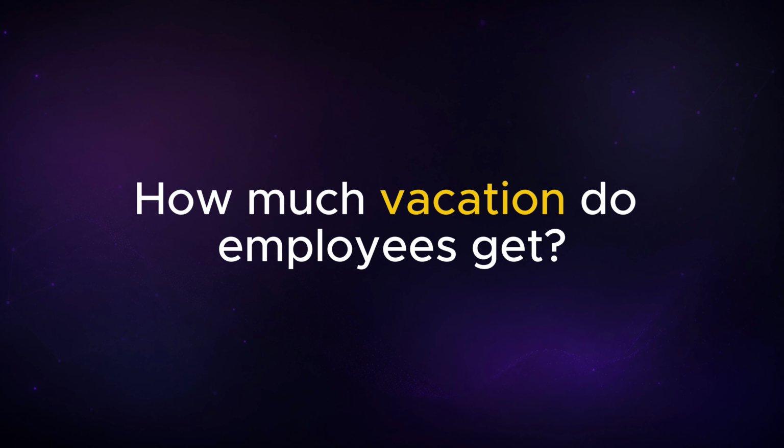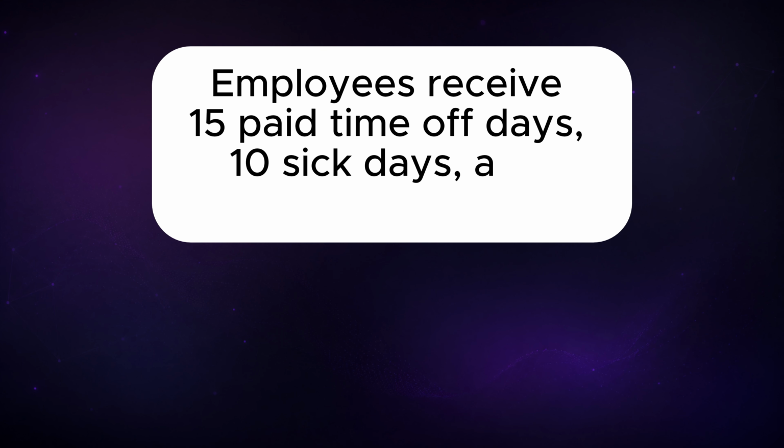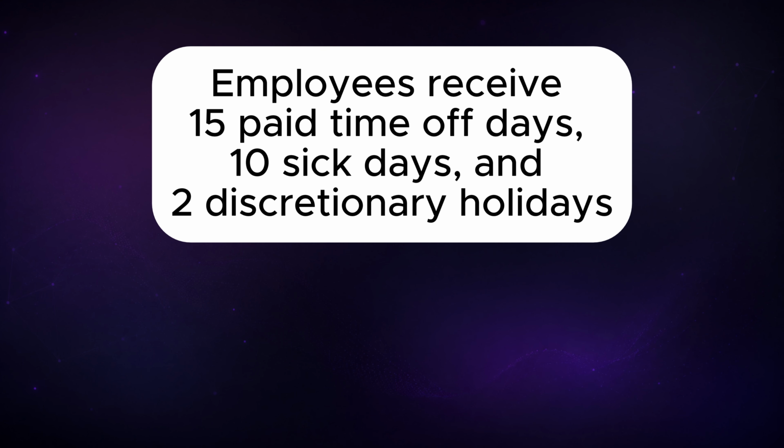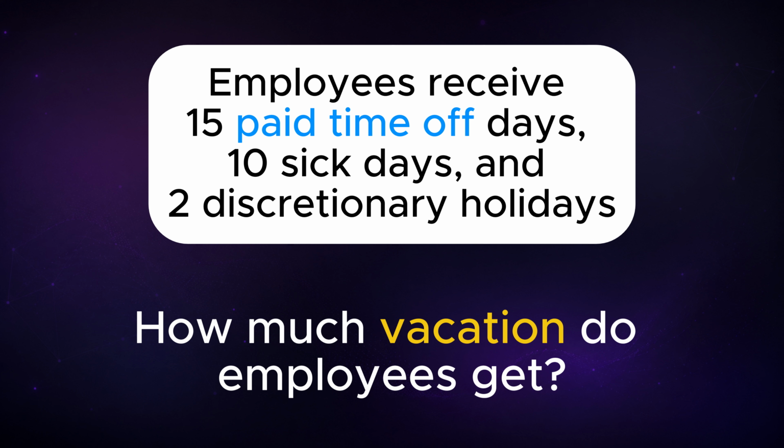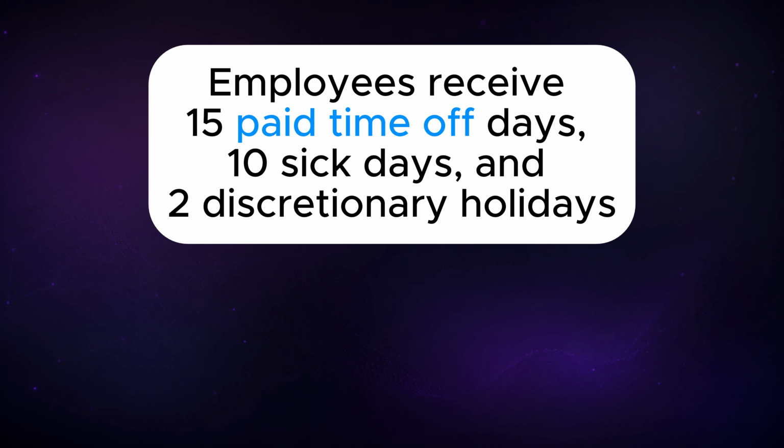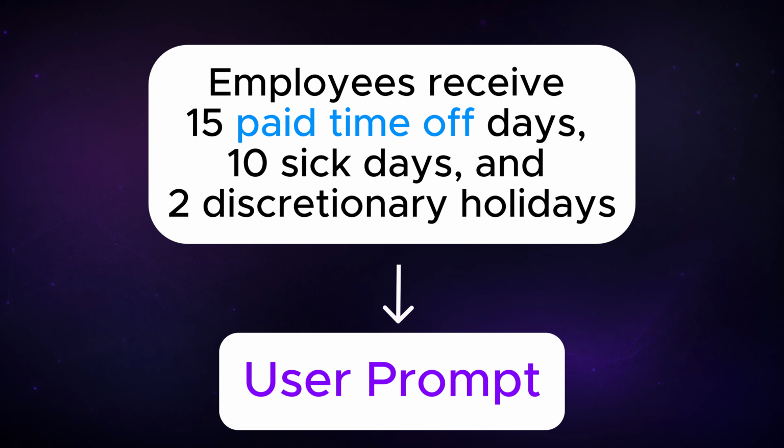And notice that the employee did not use the word paid time off, they used the word vacation. And our employee handbook doesn't have the word vacation, but it does have that chunk that says employees receive 15 paid time off days and 10 sick days and 2 discretionary holidays. Now, the semantic search is able to recognize that vacation and paid time off have a similar meaning. So it's going to flag that chunk as being similar to the question that was asked. And so it's going to take that chunk, and maybe more depending on how it's configured, it's going to take the most similar chunk or chunks and shove that information into your prompt.